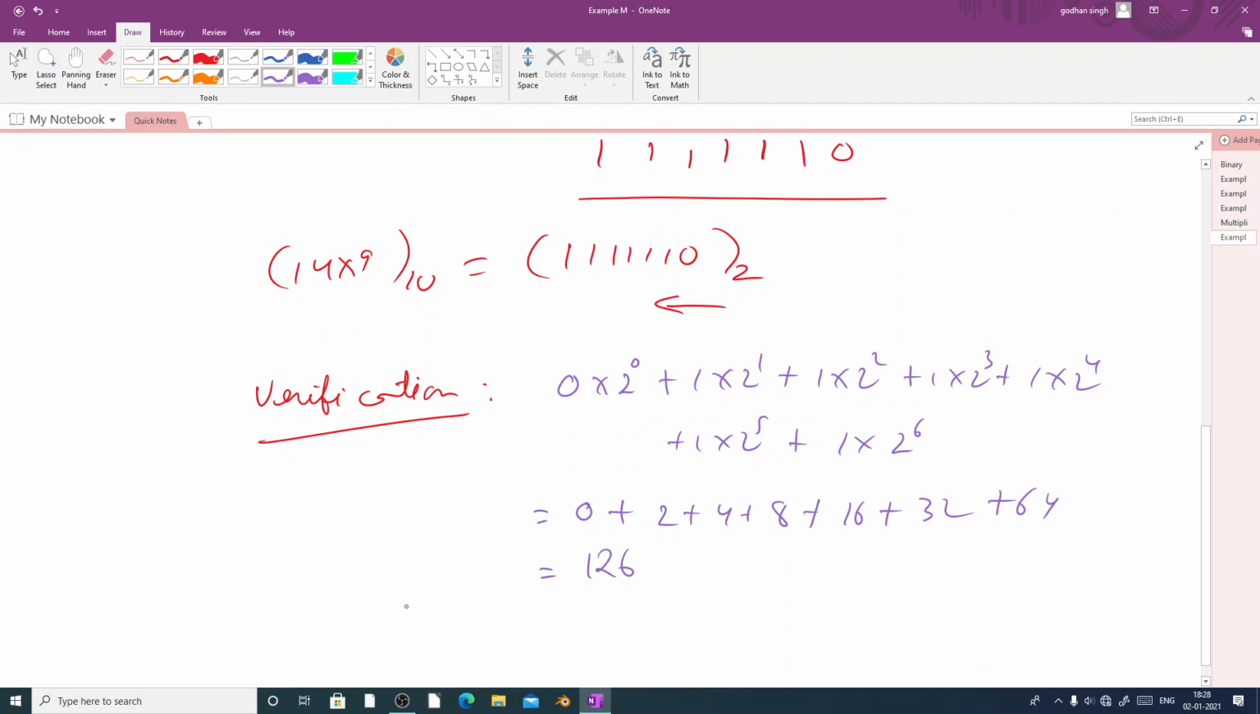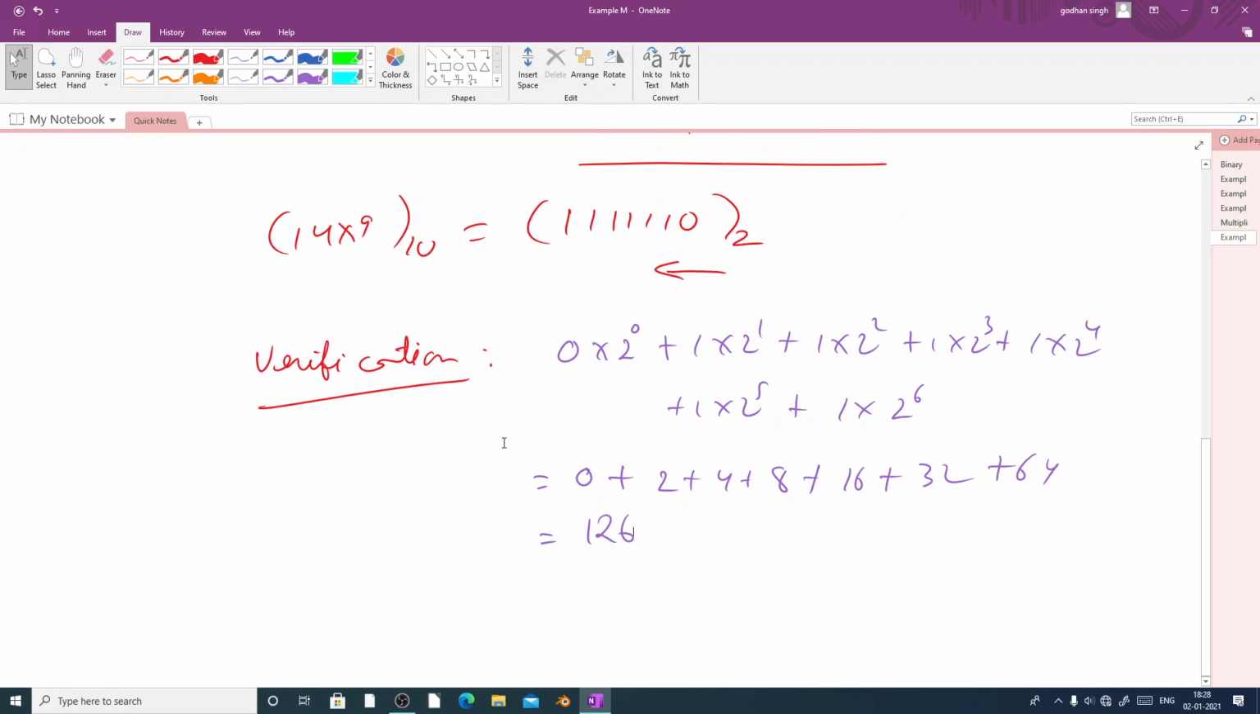And also let us multiply 14 and 9. So when we multiply 14 into 9, you can see 9 into 4 is 36, 3 carried over. 9 into 1 is 9, 9 plus 3 is 12. So 126, that is, we are getting the same answer. That means the binary number form which we have got on multiplying 14 and 9 is correct.